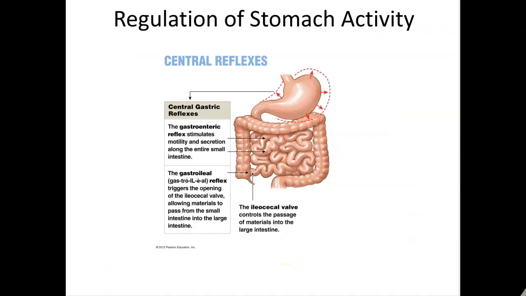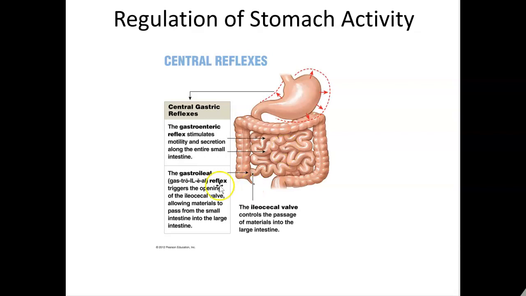Now, there's two reflexes that you see. They're called the gastroenteric and gastroileal. So when food hits your stomach and it stretches, these are stretch reflexes. So it's stimulated by the stretch in the stomach by food. The gastroenteric reflex basically is going to increase activity in the small intestine. And the reason is that food's in your stomach and the next place it goes is the small intestine. So it's basically going to stimulate the small intestine to move the contents of the small intestine out to make room for what's coming in from the stomach.